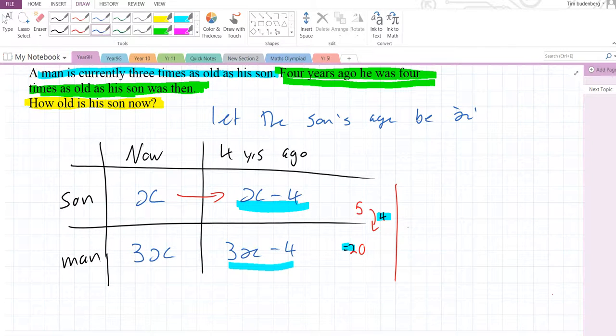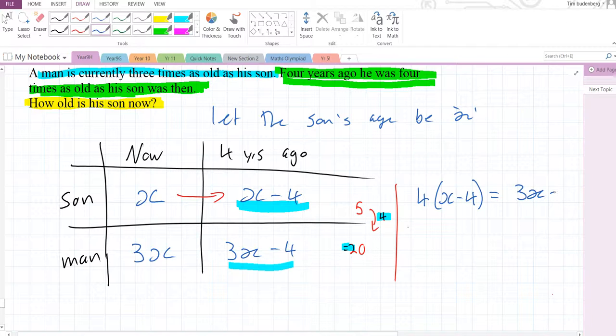So our equation will look like this. We have the son's age multiplied by 4. And note the brackets are important because we're taking all of the son's age and we're multiplying it by 4, and that will be equal to the father's age. Alright, now we've got ourselves an equation. Things are looking a lot easier.